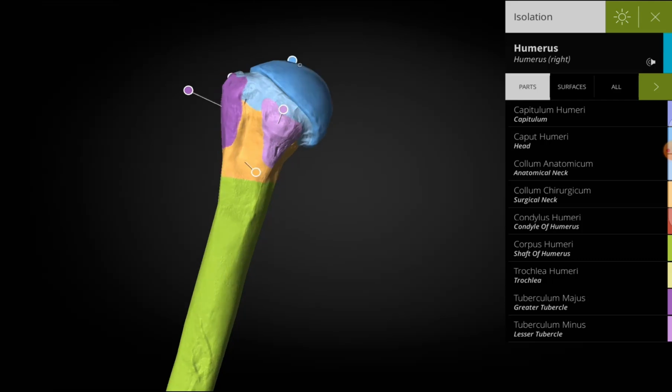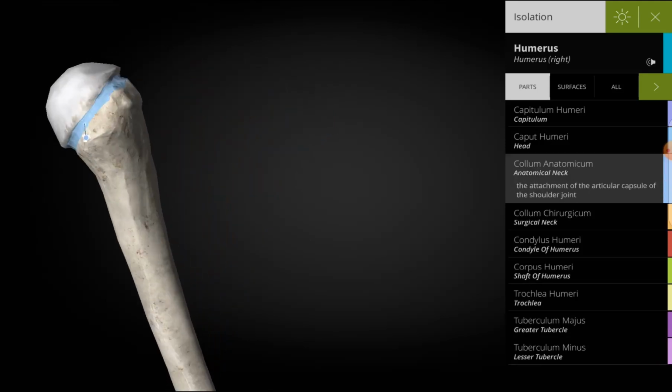Between these tubercles and the caput, or head, lies the anatomical neck of the humerus, a distinct region, because it also possesses a separate surgical neck. This anatomical neck is formally designated as the collum anatomicum.